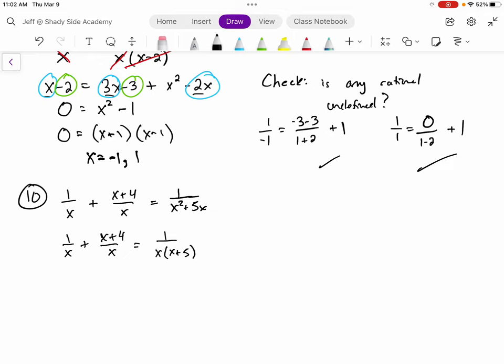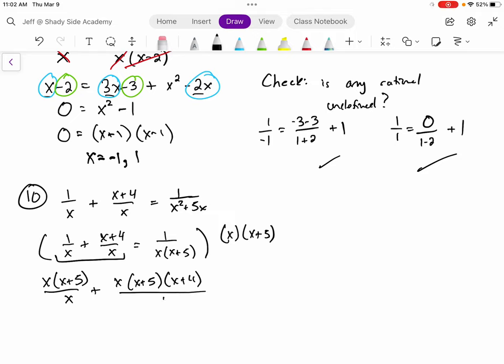Okay, the other thing you could do right away is you could combine these terms on the left, if you saw that. I'm not going to, even though that probably would be the smartest thing to do right now. I'm just going to multiply by my x times x plus 5, and we'll see where that gets me, okay? Because maybe we didn't see that, and this sort of process still holds, right? So I'll have x times x plus 5 over x plus x times x plus 5 times x plus 4 over x, and then I'll have x times x plus 5 over x times x plus 5.